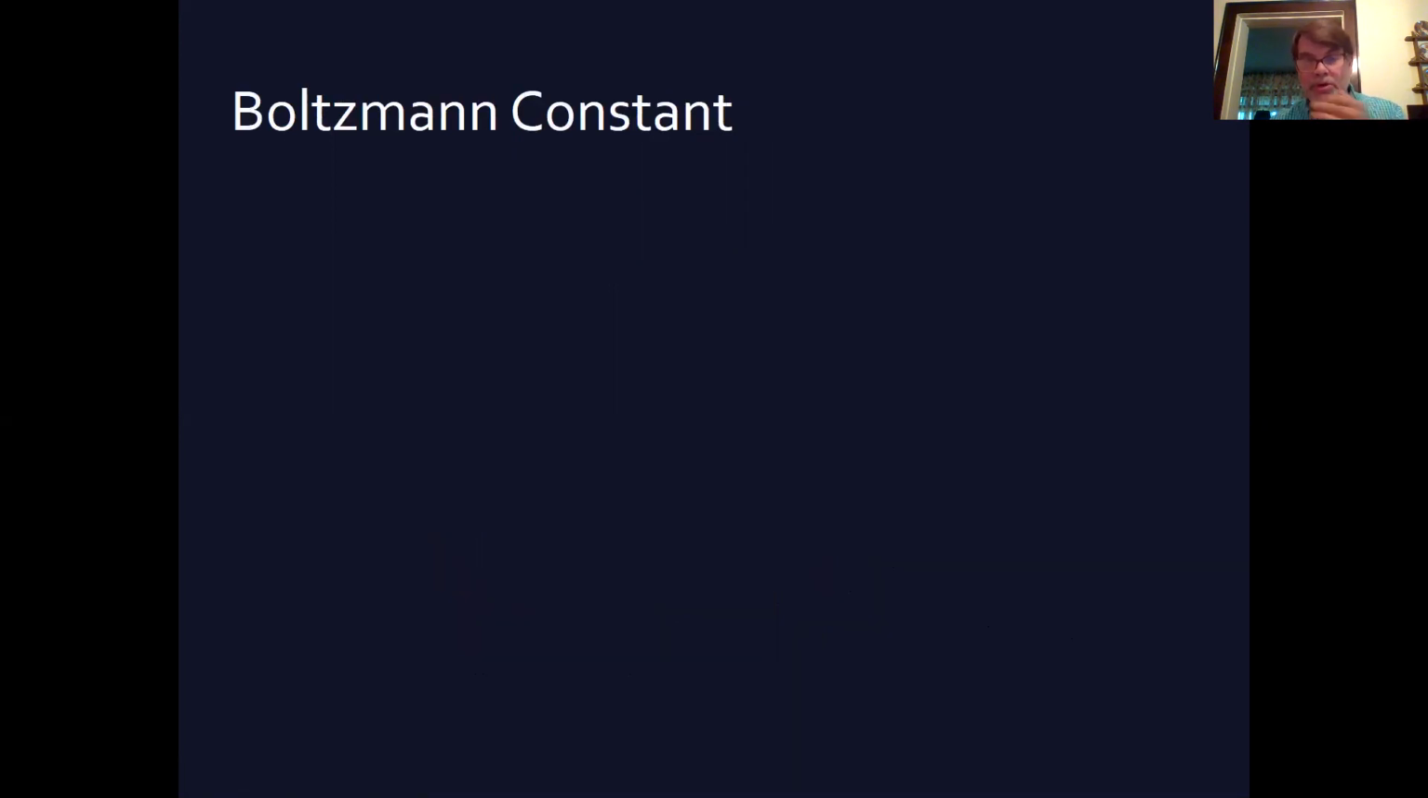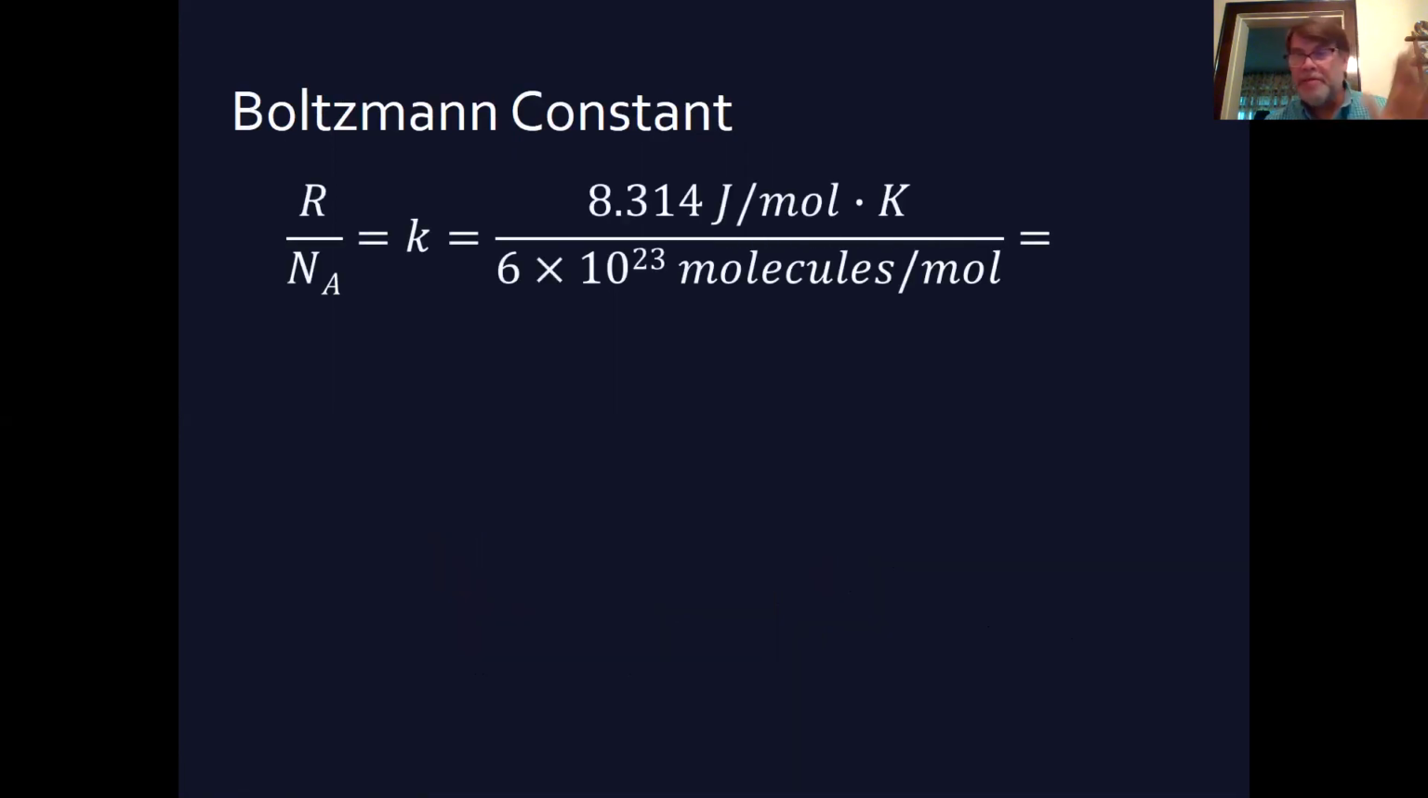Now, here's where we get Boltzmann's constant. Boltzmann was a very intelligent man in the late 1800s who, I believe, committed suicide, which is very unfortunate. But anyway, sometimes very smart people can be depressed, which is really too bad.